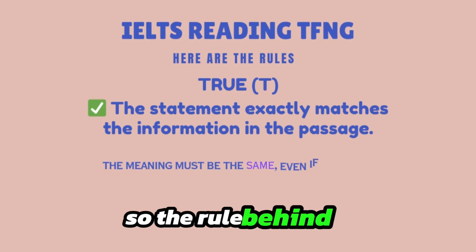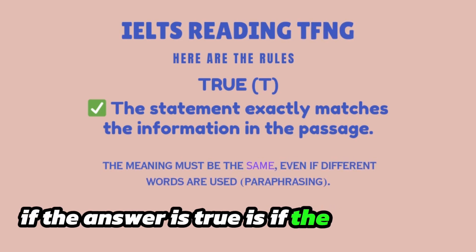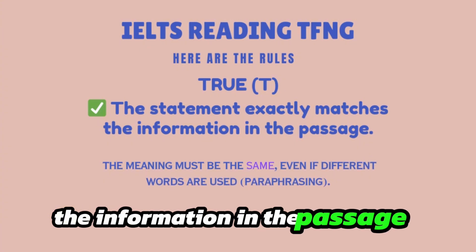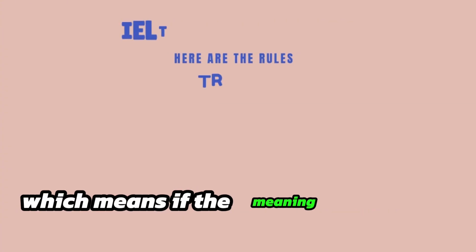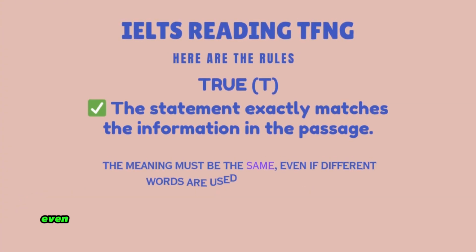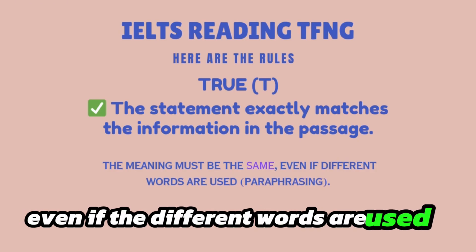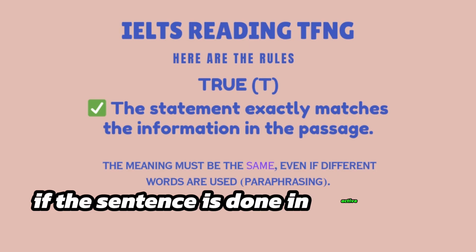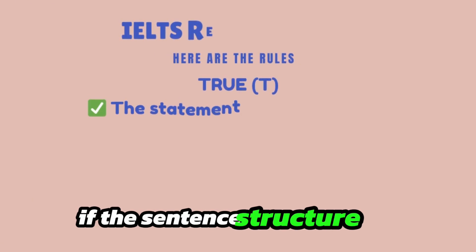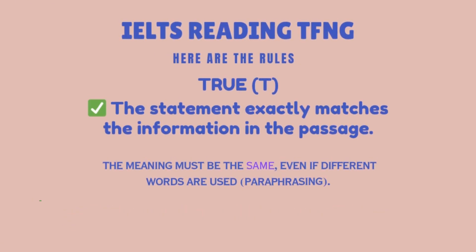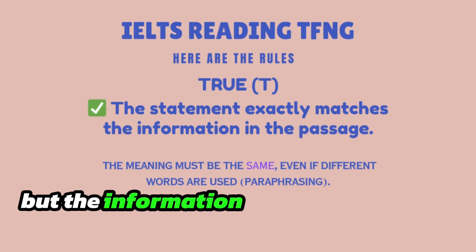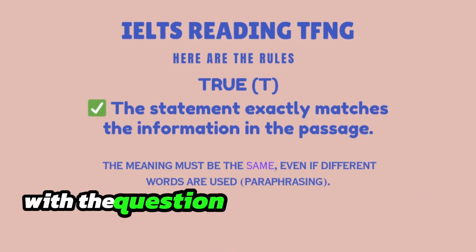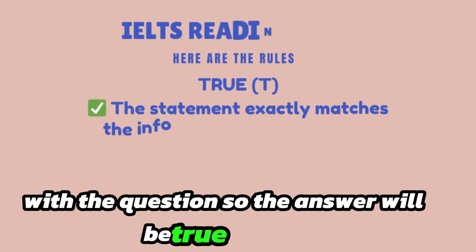The rule behind if the answer is true is that the question statement exactly matches the information in the passage, which means the meaning must be the same even if different words are used. It means that if paraphrasing is done, if the sentence is in active or passive, or if the sentence structure is different from the question, but the information still matches the passage, the answer will always be true.